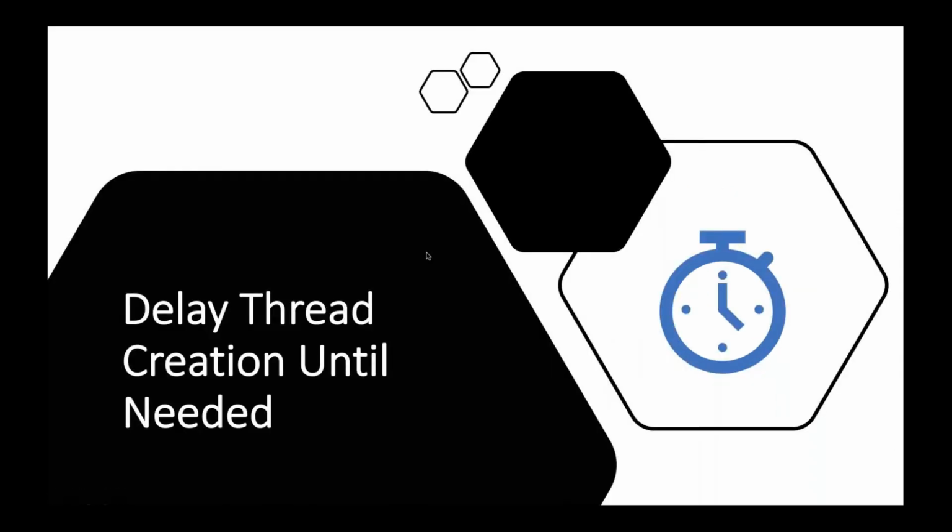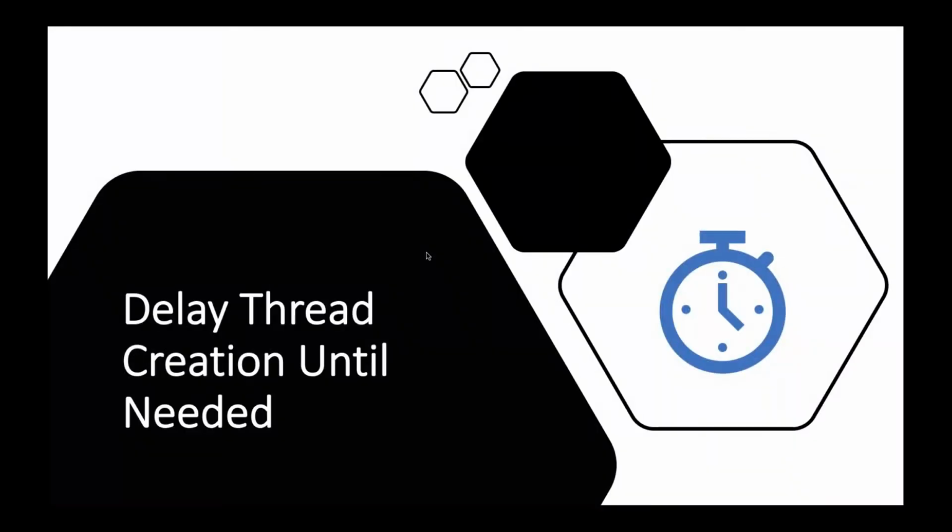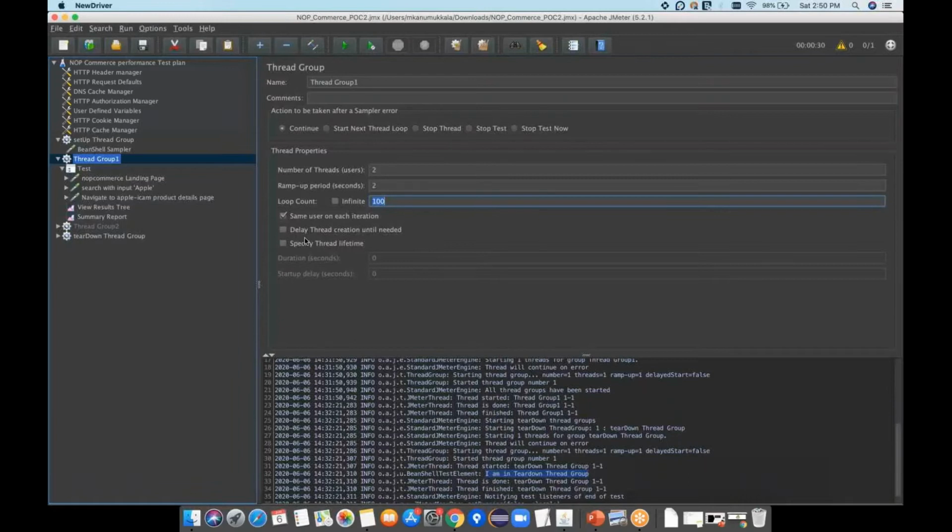Okay, and the next one we have is delay thread creation until needed, right? So what happens in this thread group? What does this do? This will create some threads for us, right? So while creating a thread group, if you want to have some delay in between, then we can go with this option called delay thread creation until needed, something like that, right? So yeah, we will try to understand this practically later when we design the next advanced script. But as of now, let's try to understand the basics.